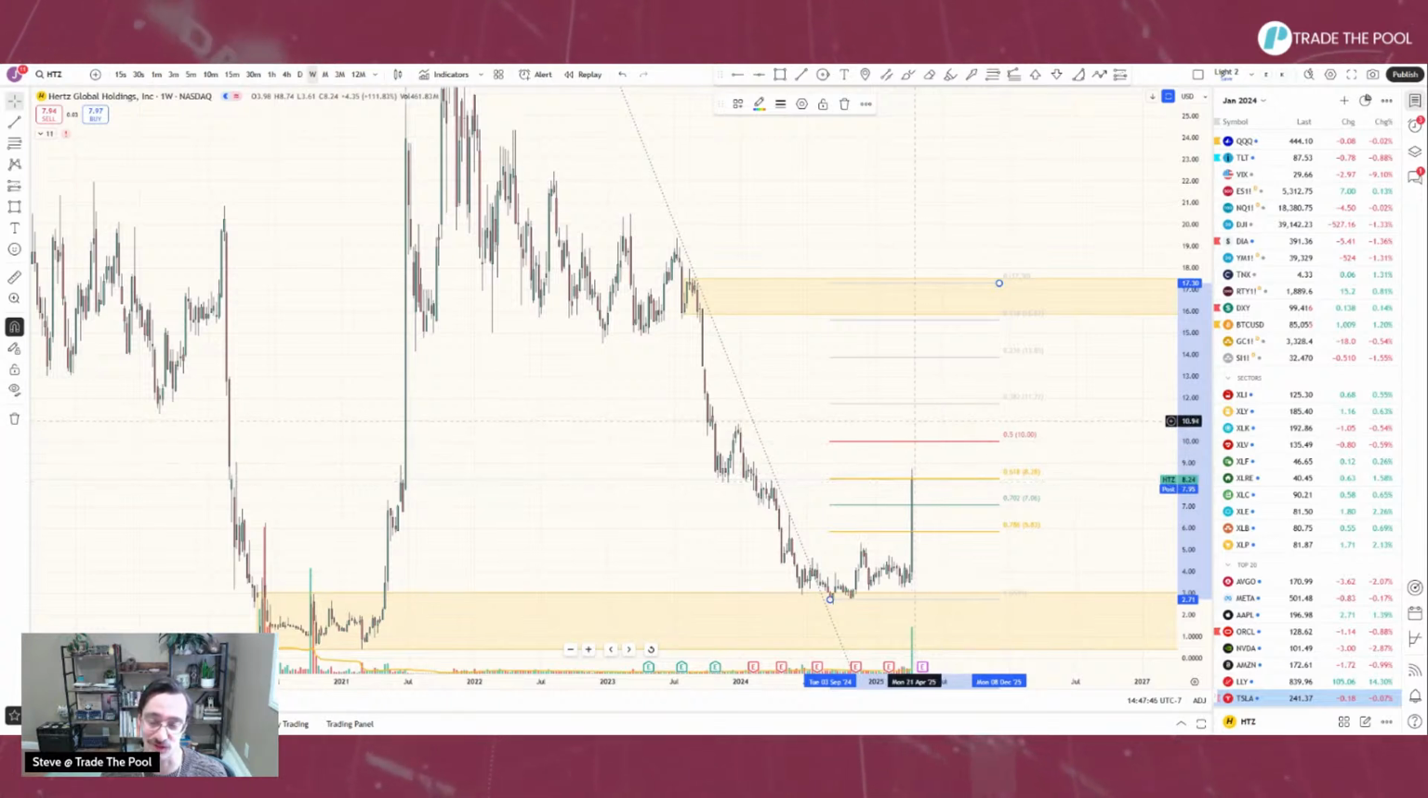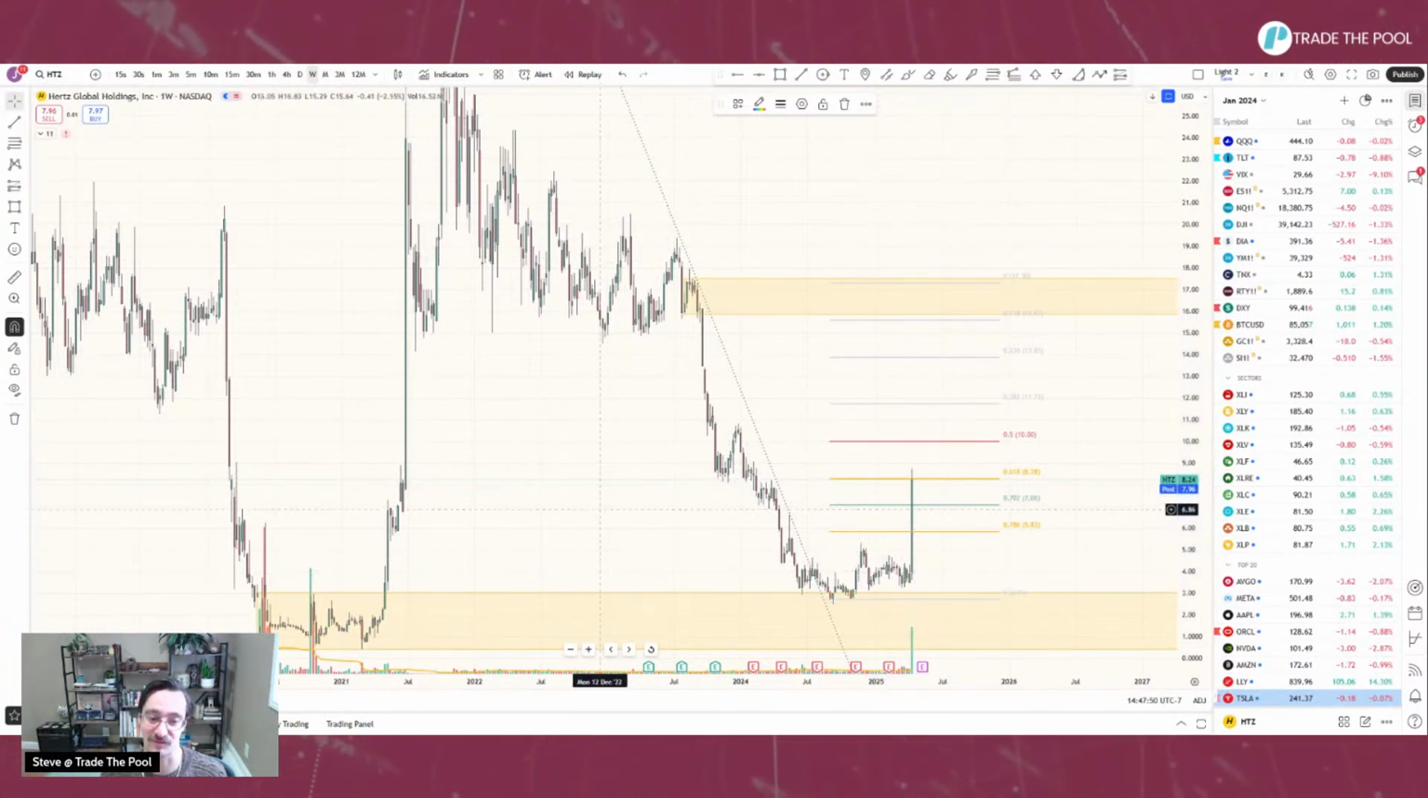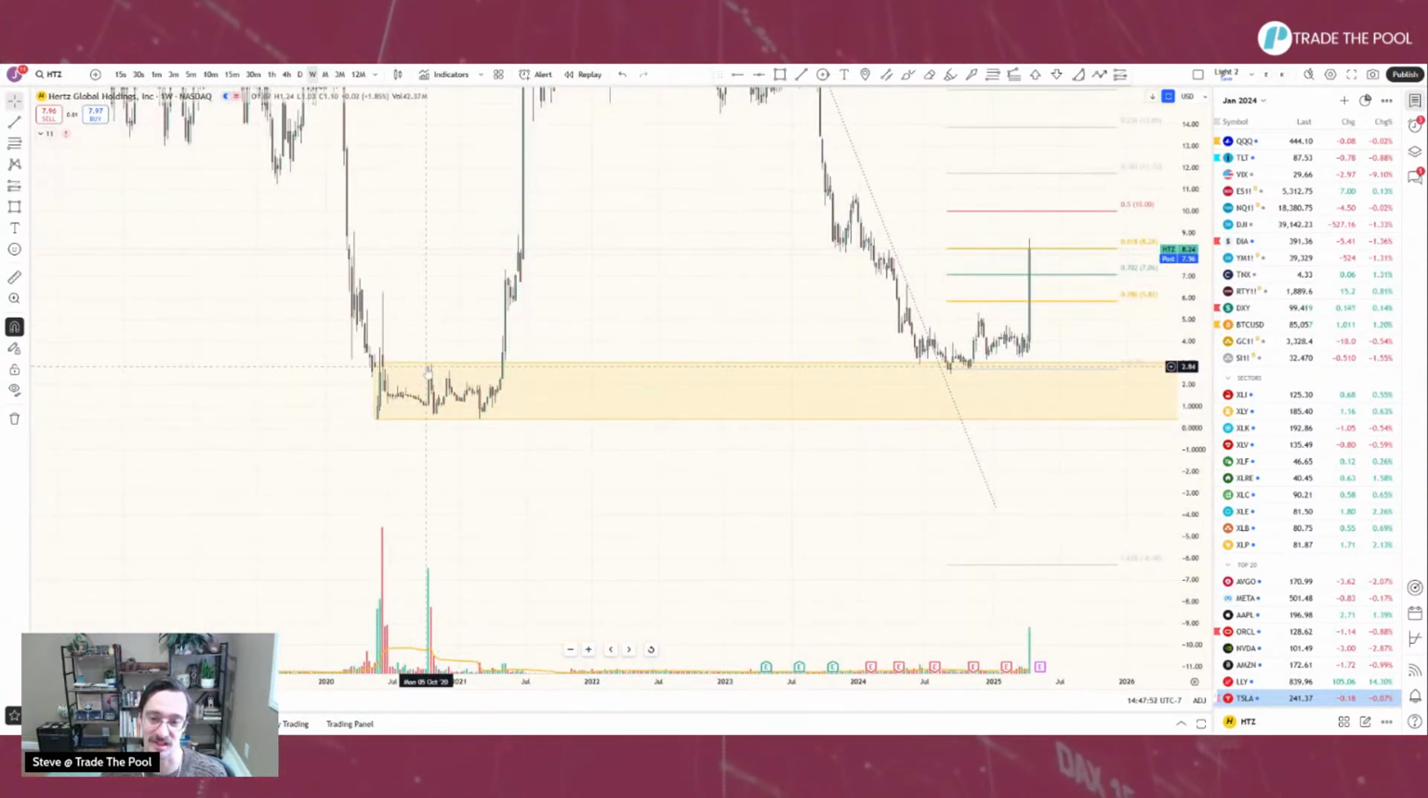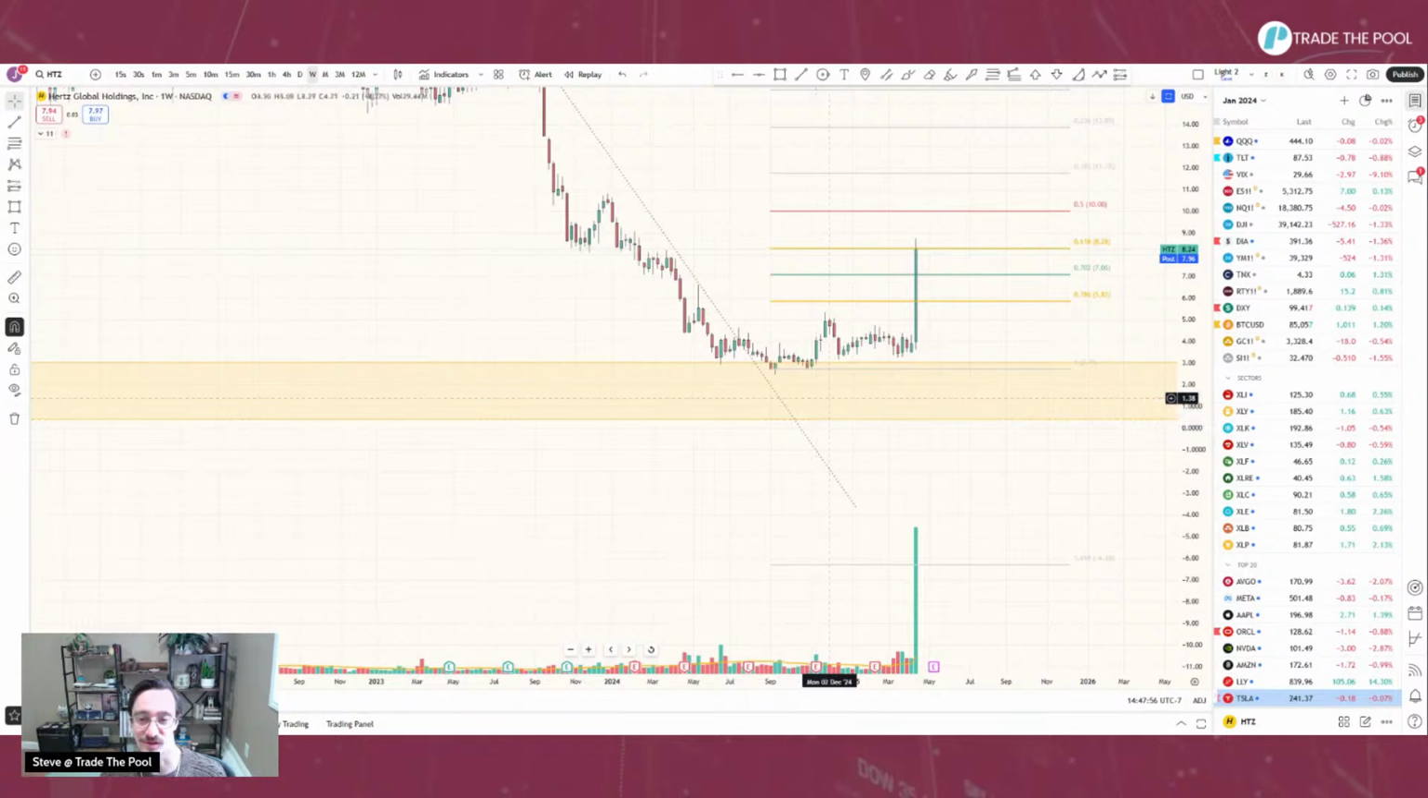If we close majorly over that, we're probably going a lot higher. If we reject there, maybe it needs to come back and rebase. Like, this popped pretty nicely too, but then it needed to come back and redigest before it surged. So a really great example.